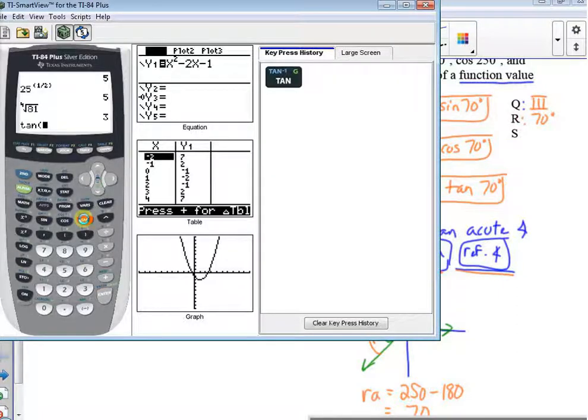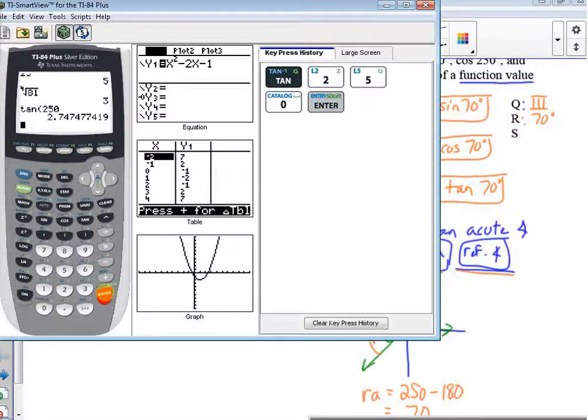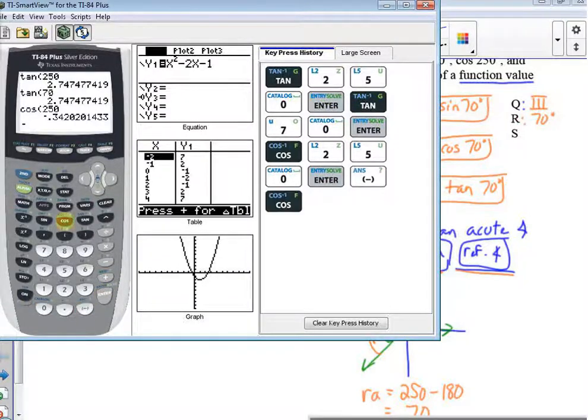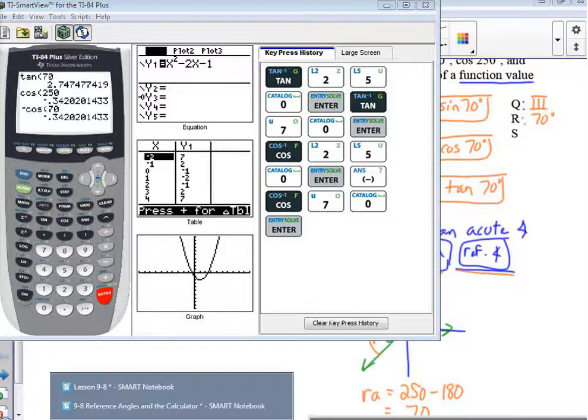So if I do the tan of 250, it is the same as the tan of 70. If I do the cosine of 250, it's the same as negative cosine 70, because they're going over to the same spot if you were to plot them as if they were points.